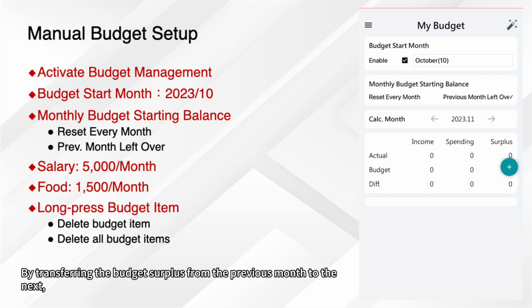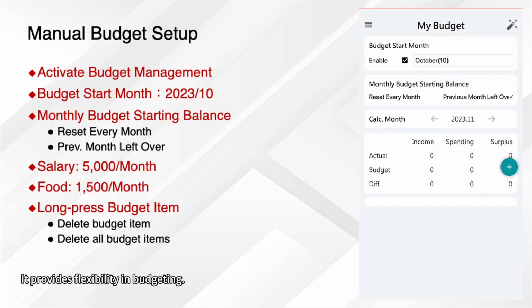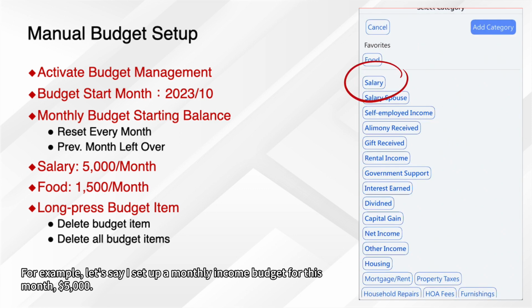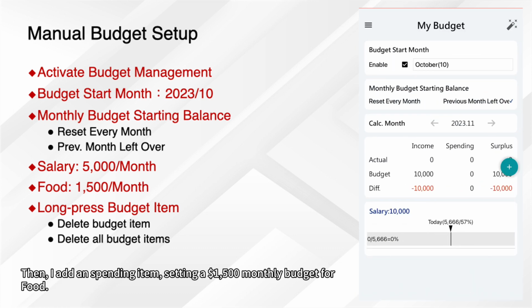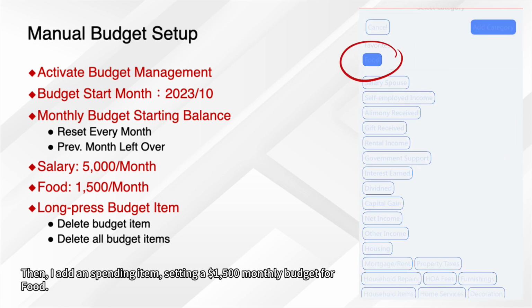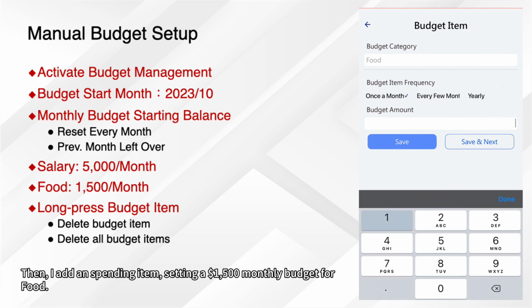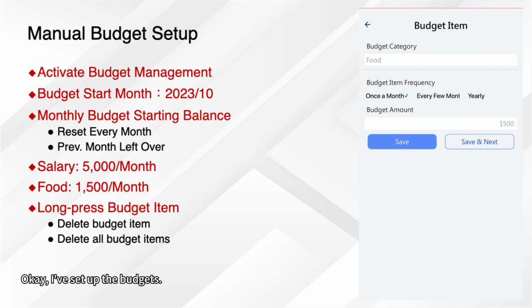By transferring the budget surplus from the previous month to the next, you can effectively manage your overall annual finances and avoid overspending. It provides flexibility in budgeting. For example, let's say I set up a monthly income budget for this month, $5,000. I click Save. Then I add a spending item, setting a $1,500 monthly budget for food. Okay, I've set up the budgets.